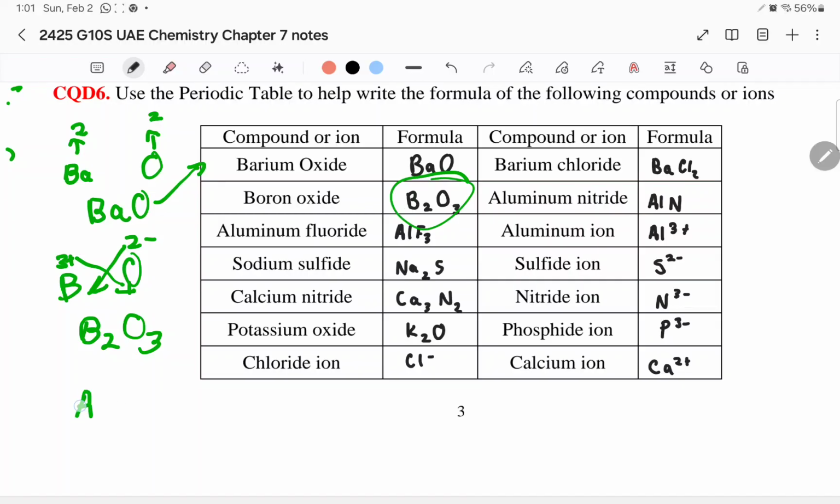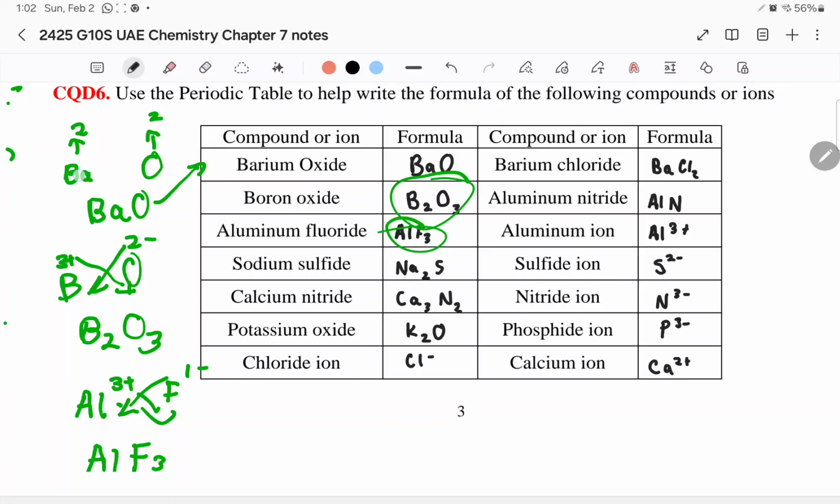For aluminium, it's a transition metal, but no, it's aluminium 3 plus. And we know that F is 1 minus. So you give the 1 to the Al and the 3 to the F. But when you give 1 to any element, you don't write the 1 down. So AlF3. That's how you solve it.